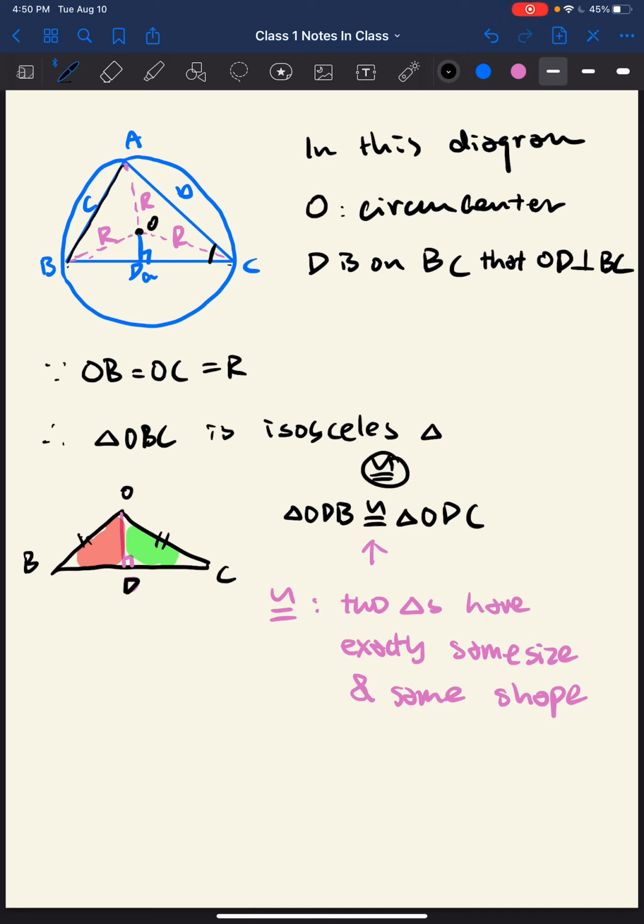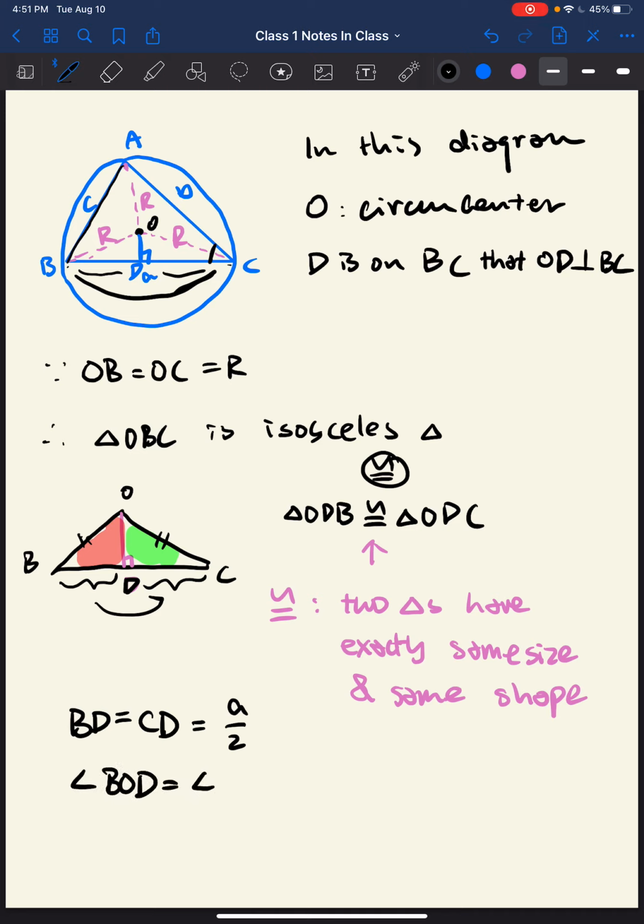Since we know that these two triangles are exactly the same, we know that BD equals CD, because these two lengths should be the same when we flip. BD equals CD equals a over 2, because the entire length of BC is a. So BD equals DC equals a over 2. And angle BOD equals angle COD.